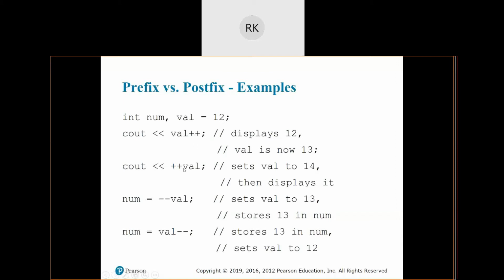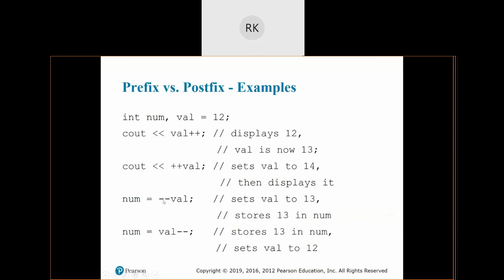And if we write the prefix version, cout plus plus val, this time you see it will become 14. Why? Because it already became 13 before at this place, and after that we incremented again. Note the point: here is like a hidden increment one time. So now it will display 14.